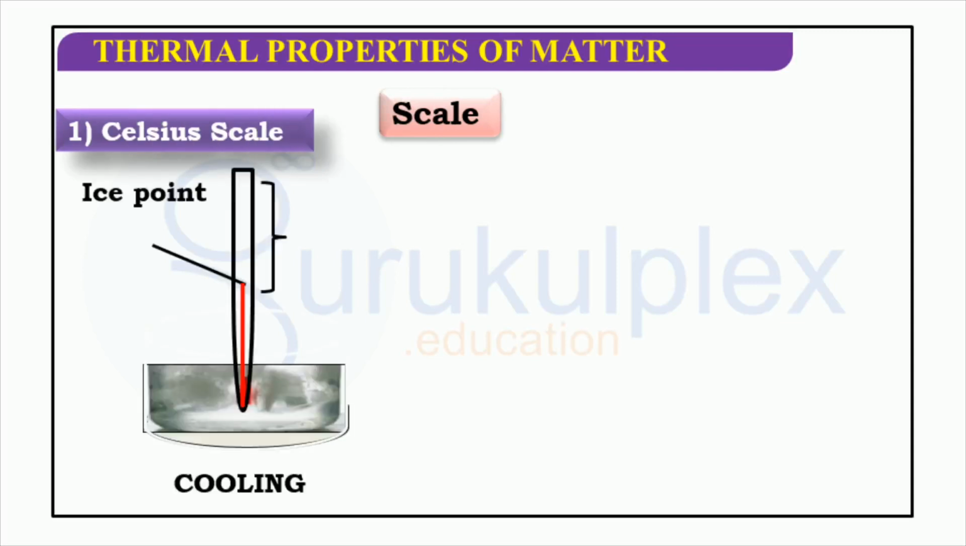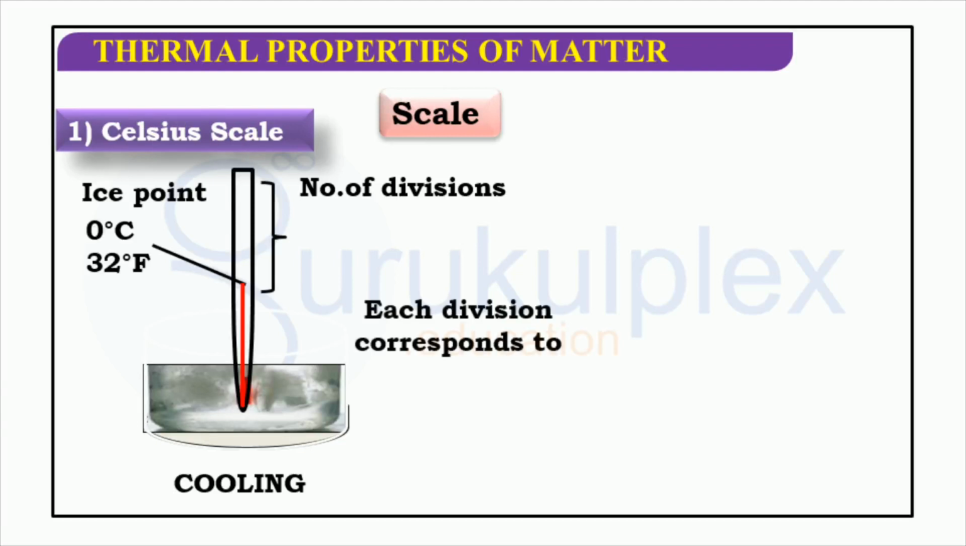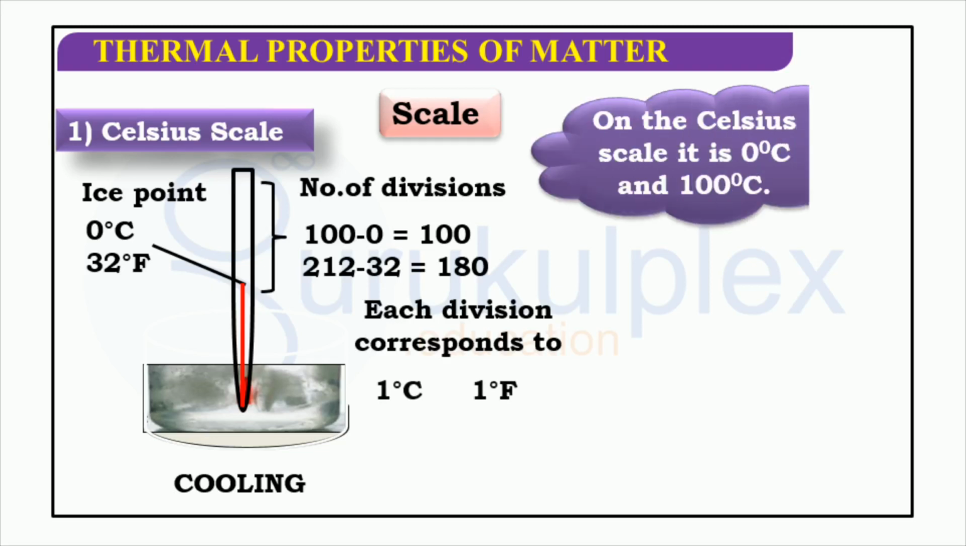Thermal properties of matter involve temperature and heat. An example is the boiling point of water, measurable by the Celsius scale. This scale starts at the ice point of 0 degrees Celsius and 32 degrees Fahrenheit, extending up to 100 degrees Celsius and 212 degrees Fahrenheit with 100 divisions in between, each corresponding to 1 degree Celsius or 1 degree Fahrenheit. Thus, on the Celsius scale, the boiling point of water is 100 degrees Celsius or 212 degrees Fahrenheit.